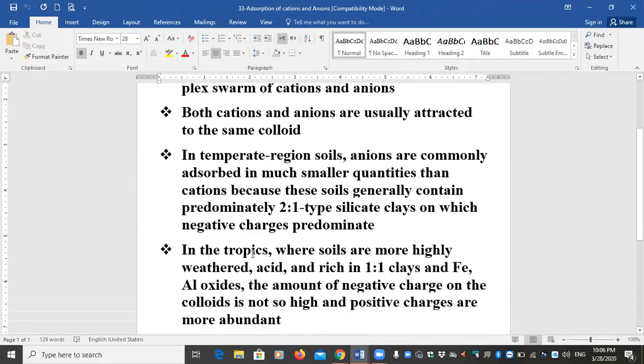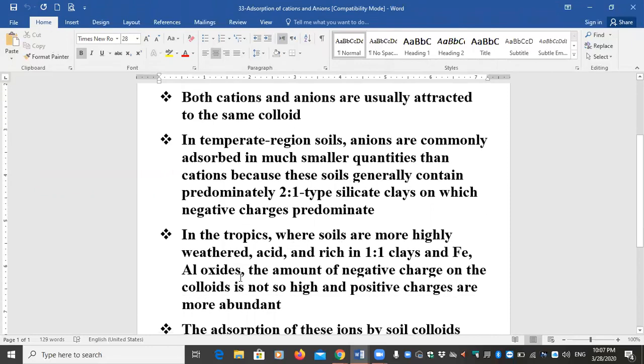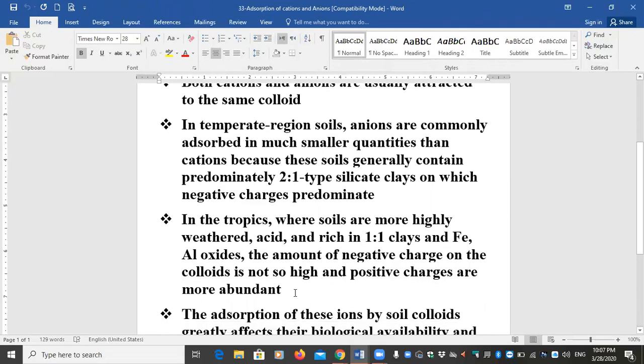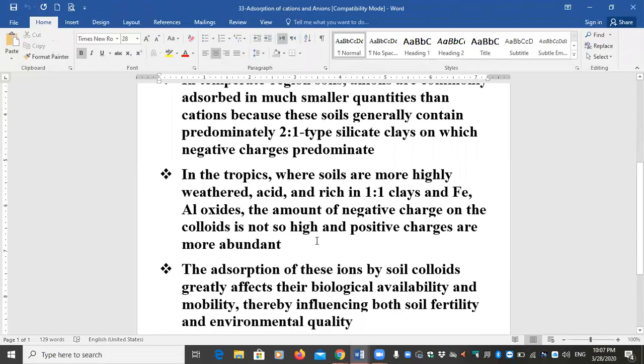In the tropical and semi-tropical areas, where soils are more highly weathered, acid and rich in 1-to-1 clays and iron and aluminum oxide clays, the amount of negative charge on the colloids is not so high and positive charges are more abundant. So it's the opposite of what you find in the temperate regions like our regions.